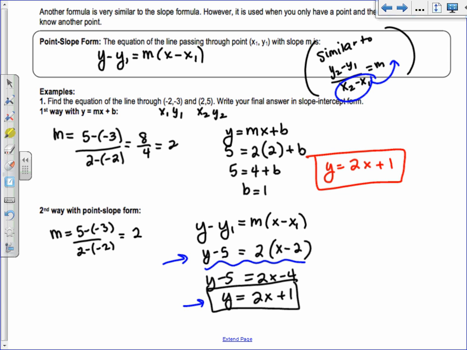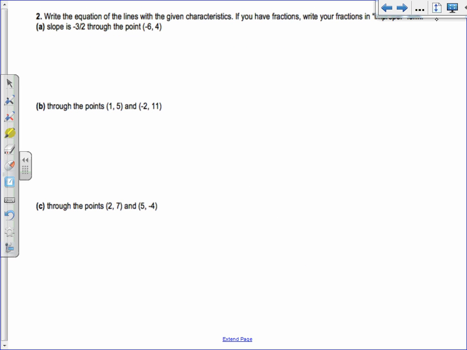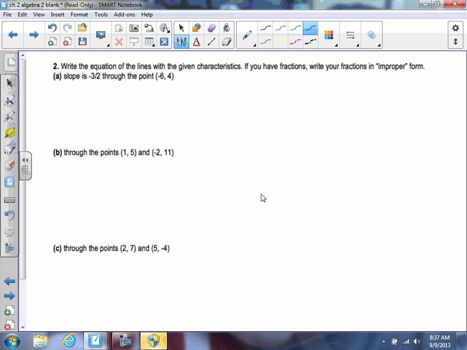You guys think you can handle one? All right, so try this one. So it says, write the equation of the lines with the given characteristics. So part A says the slope is negative 3 over 2, and you're going through the point negative 6, 4. So go ahead and try that. Try A, B, and C if you can.